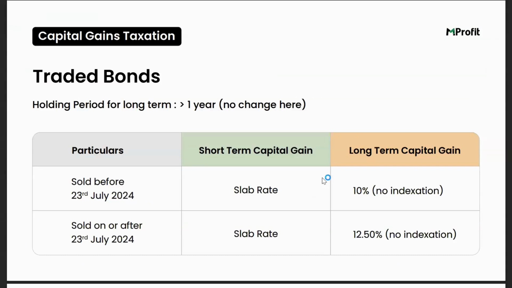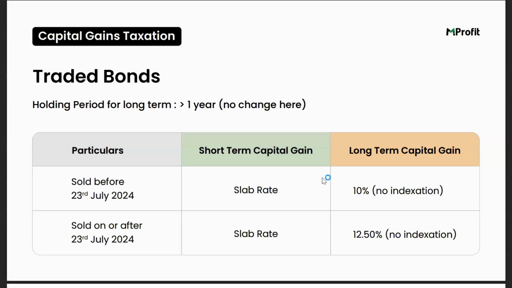Next, we go to traded bonds. In this case, the holding period is 1 year. There has been no change made in the budget of 2024. If you are holding the bonds for a period of 1 year and selling it post 1 year, it will be classified as long term. If you are selling the bonds within a period of 1 year, it will be classified as short term.